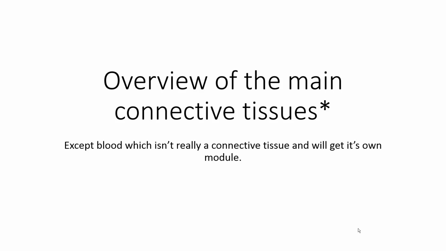This one's going to be an overview of the main connective tissues, except blood, which isn't really a connective tissue, and will get its own module. If you've read the introduction to this learning module, you already know why we're not putting blood in with the connective tissues. If you haven't, I'm sure you'll hear more about it later.